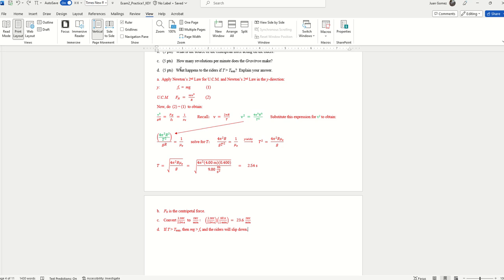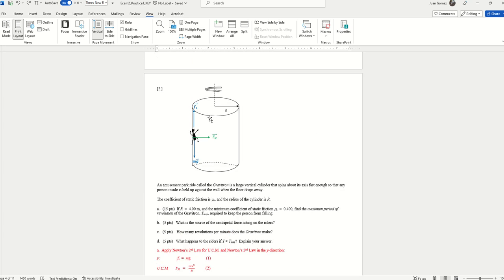Now, part D, what happens to the riders if the period, if t is greater than t max, if it exceeds 2.54 seconds? Well, what if that happens? Then mg will become greater than fs. If t is greater than t max, mg becomes greater than fs. And then the riders will slip down.